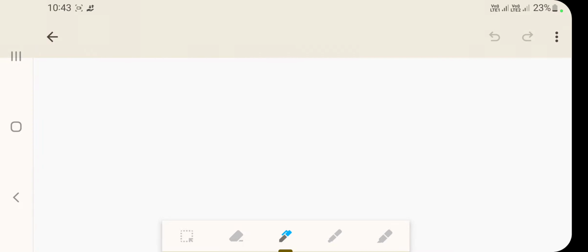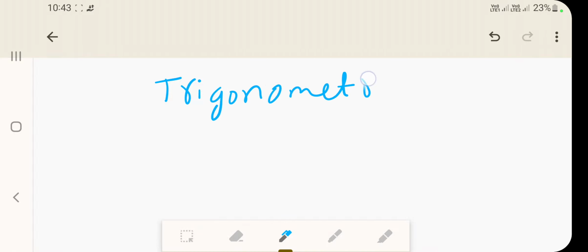Hi everyone, we are starting trigonometric identities in this class. Very important, and we will even solve some of the example problems before exercise 11.4. So first we'll see about trigonometric identities. Using this, we are going to solve the problems.